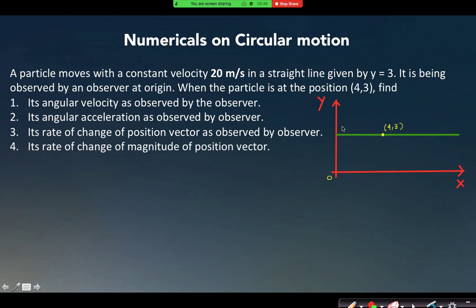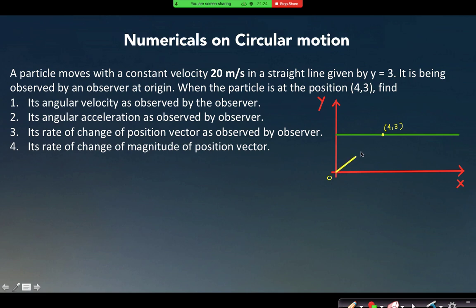So even if the particle is not moving in a circle, can I find its angular velocity? And why will this angular velocity come here? Can anyone explain to me what the question is actually asking? What is the angular velocity of the particle as observed by the observer? The particle is not moving in a circular path. So change in the angle between the y-axis and the line joining the observer and the particle. Yes, that is the change in the direction of the position vector.